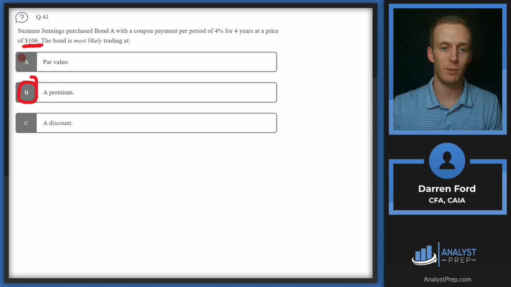So we can go ahead and go with B. Par value would mean it's trading at 100. Discount would mean it's trading below 100. So we can cross those off.